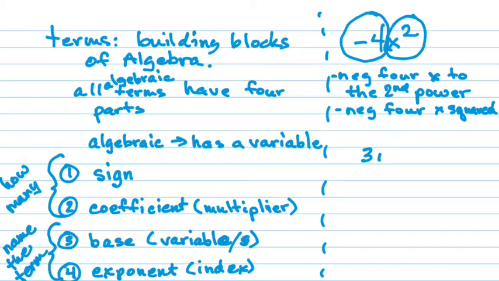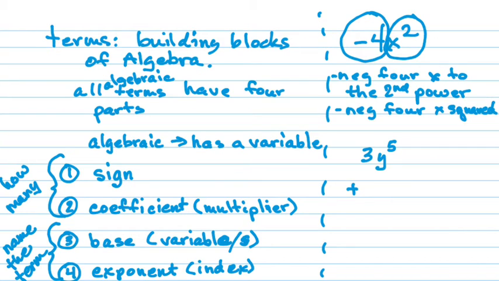Say we have 3y with an exponent of 5. Okay? First of all, this is an algebraic term. How do I know this is algebraic? Has a variable in it. Exactly. Anytime you have a letter in it, that's the definition of algebraic. Okay? So it's an algebraic term. All algebraic terms have exactly how many parts? 4 parts. Good. What's the first part of every term? It's sign. But this one doesn't have a sign, which means we can assume it's a positive.